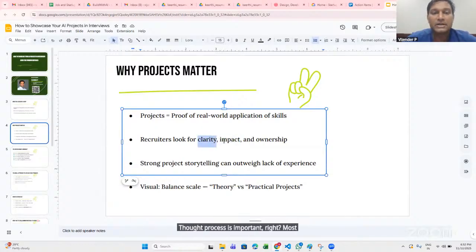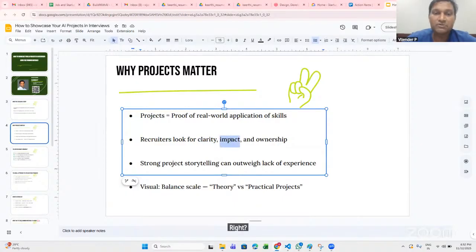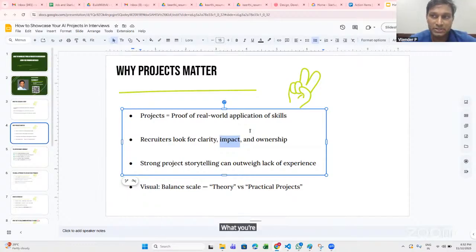The most important thing about data scientists today is not about doing the work, because the work will be done by ChatGPT and Claude. They will write the code anyway. The most important thing is how you are going to explain your projects, explain what you're going to do in a most clear manner. Now, impact is again, what is the outcome of this?